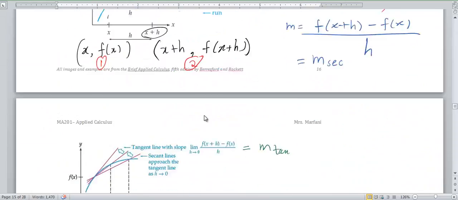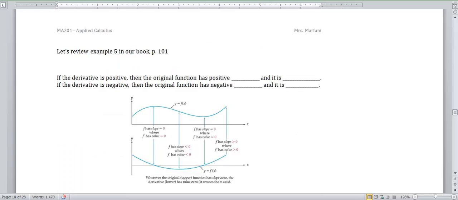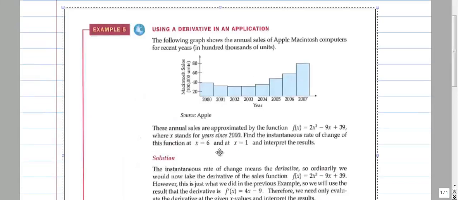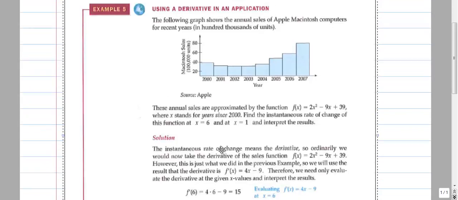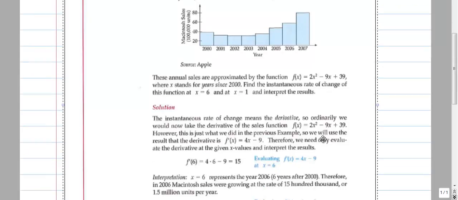Okay, so let us look at the example. What is the instantaneous rate of change of this function at x equals 6 and x equals 1? Okay, so how would we find this? Well, first thing we need to do is take the derivative, which we did above, and you get 4x minus 9. And then you plug the 6 in, and you get 4 times 6 minus 9, which is 15.